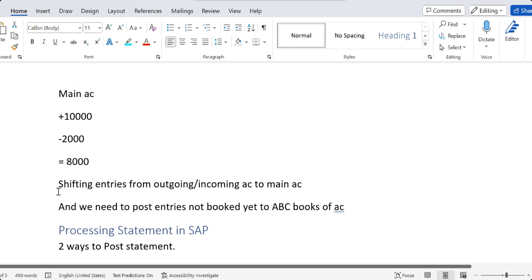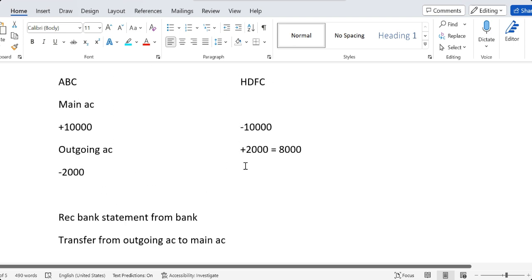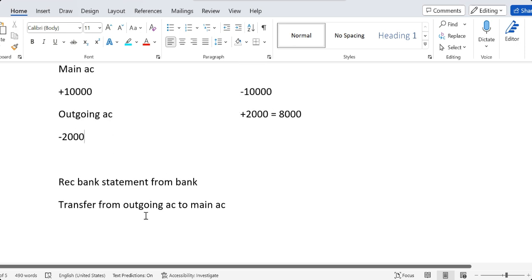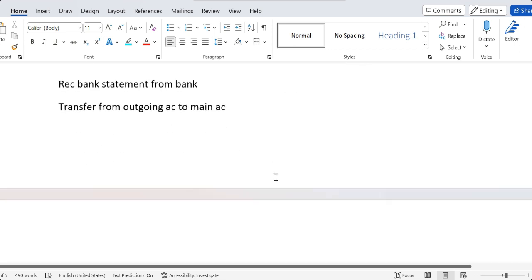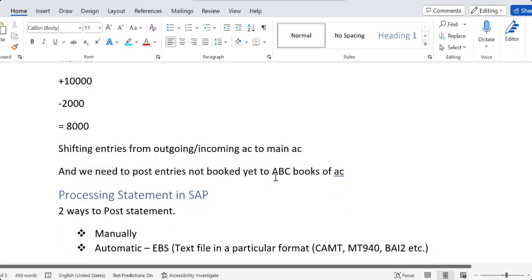So this is like shifting entries from outgoing to incoming, but this will happen only once actual transactions happen in bank accounts, right? Because we are transferring these outgoing or incoming accounts to main accounts based on the bank statements. So once the transactions happen in real time in the bank, only then are we going to transfer these.